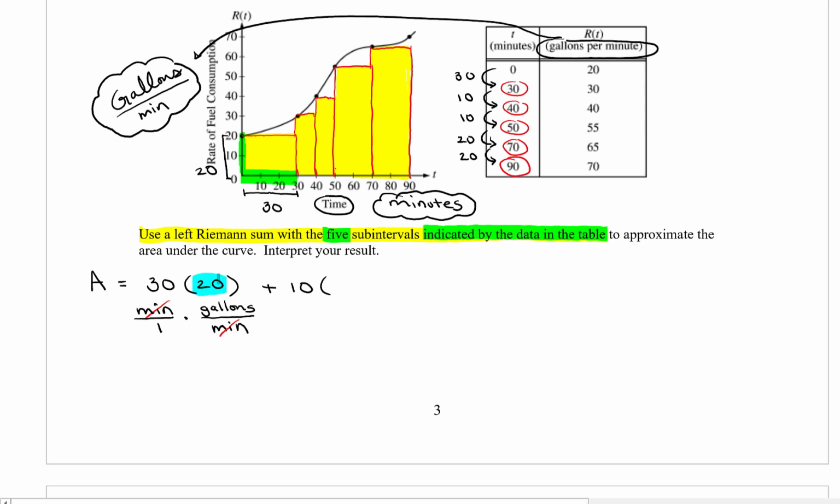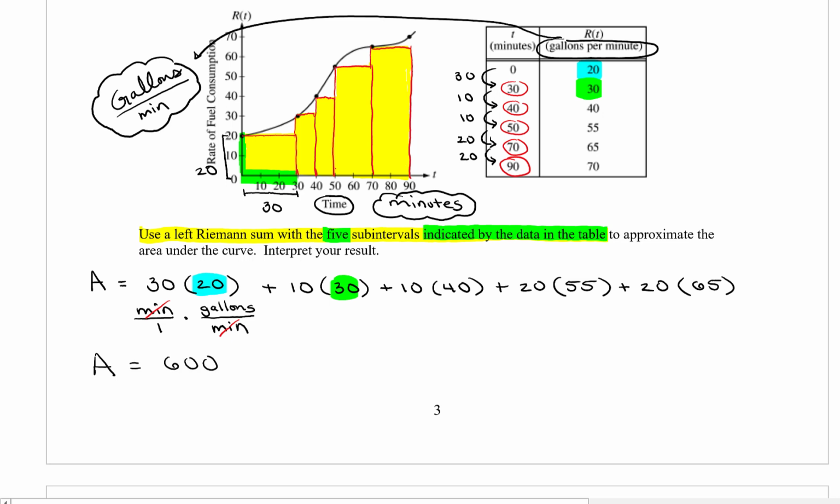So for the first one, notice I put a 20 inside the parentheses to multiply with the 30, and I got that 20 from the y values under the r of t. Over here, the 10 that I put, plus 10, is going to get multiplied with the 30, the y value that's right next to it, right? And then we got plus 10 times 40, plus 20 times 55, plus 20 times 65, and that's going to be the total right there. We're going to go ahead and find the product of each one of those and add them together.